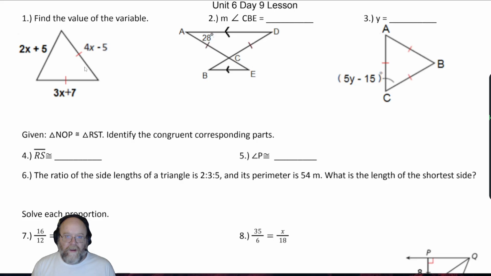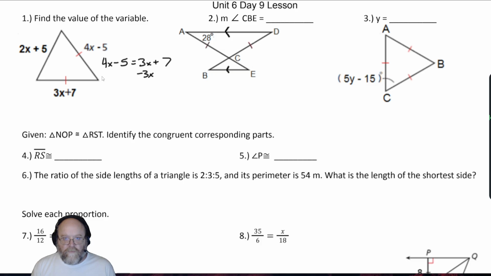Okay, so we're going to find the value of this variable. Well, things are congruent. When things are congruent, their measurements are equal. So you can say they're equal. Easy. 4x minus 5 equals 3x plus 7. We can say that our congruent parts are equal here. 2x plus 5, that's some other thing. We don't even know what that is.